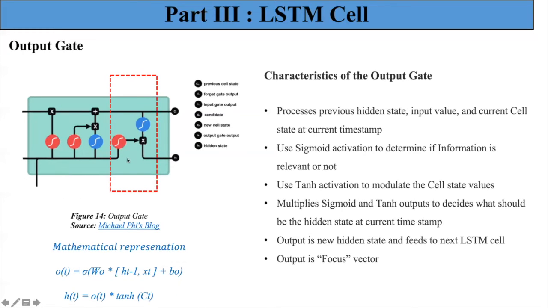So with that, we'll go into the final output. Again, the input and the hidden state from the previous cell go through the sigmoid function to identify what information is important. As the cell state has been modified multiple times, it is modulated using TANH and pointwise multiplication is done to identify the final hidden state of the current cell, which will be fed into the next cell. The output is called the focus vector.